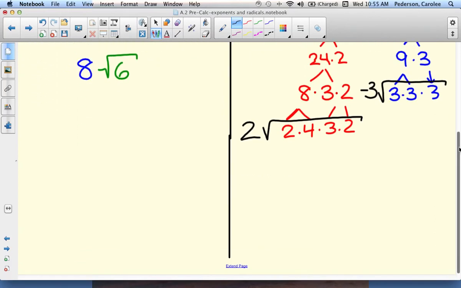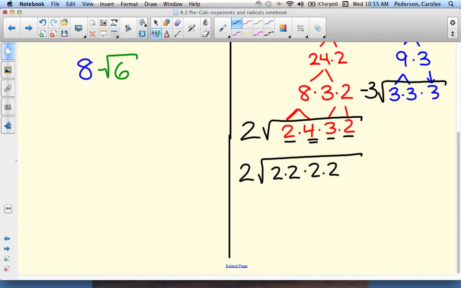So let's just clean up this first radical as 2 square root. I'm going to break down that 4 one more time. So it's 2 and 2 as that 4. And then I have 2 more 2's, 2 and 2, and then I have the 3. Now let's bring down the second radical. That second radical was minus 3, and then 3 3's underneath.